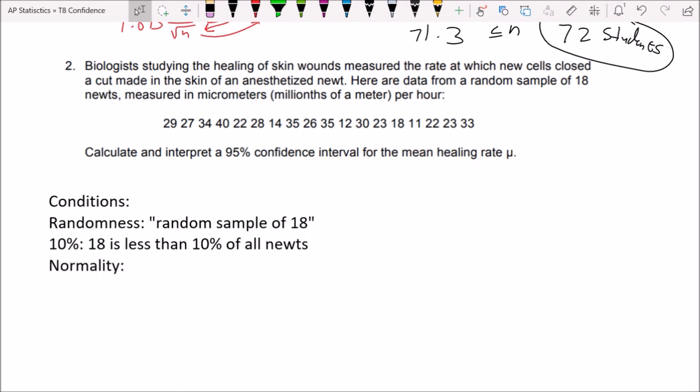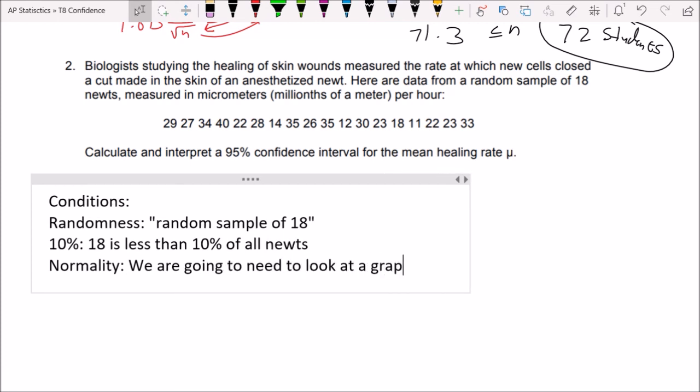At first, normality is not looking very good on this one. Okay, because we say, well, the sample size is 18. They didn't say anything about whether or not the population is approximately normal. So we are going to need to look at a graph of the sample in order to get an idea about that. So we don't know yet, basically. So let's actually go get a graph of the sample.